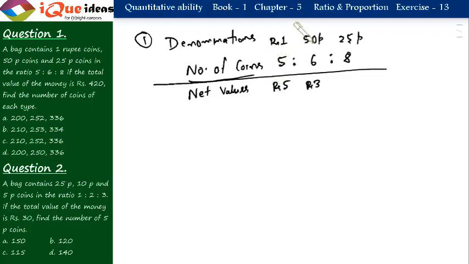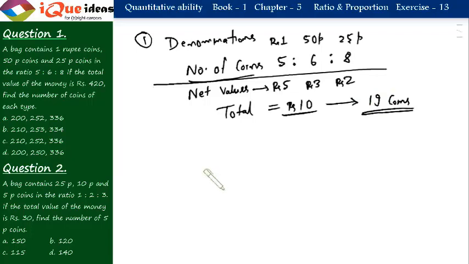50 paisa coins, there are 6 coins, the value will be 3 rupees because one 50 paisa coin is half a rupee. Similarly, one 25 paisa coin is 1/4 of a rupee, multiplied by 8, so it becomes 2 rupees. Right? So the total amount in this case comes out to be 5 plus 3 plus 2, that is 10 rupees. And this 10 rupees consists of a total number of coins as 5 plus 6 plus 8, that is 11 plus 8, 19 coins. So 10 rupees has a total of 19 coins.